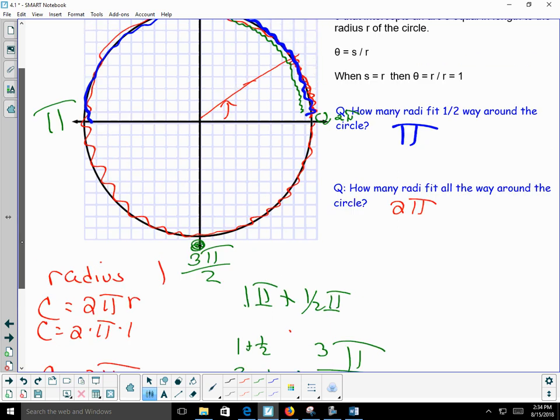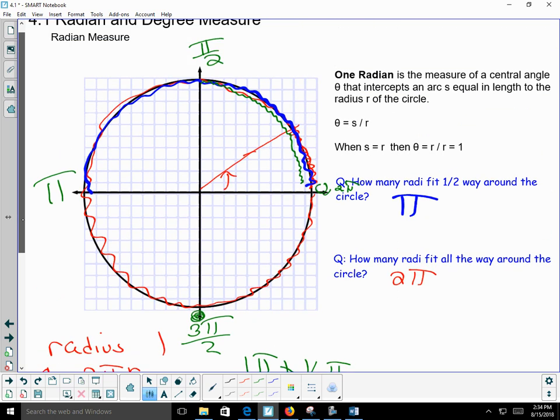Any angle in the first quadrant will be between 0 and pi over 2. Any angle in my second quadrant will be between pi over 2 and pi. Any angle between pi and 3 pi over 2 will be my third quadrant. And the fourth quadrant will be between 3 pi over 2 and 2 pi.